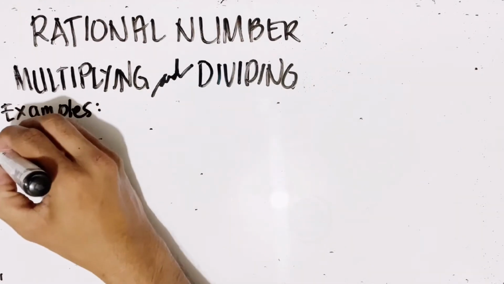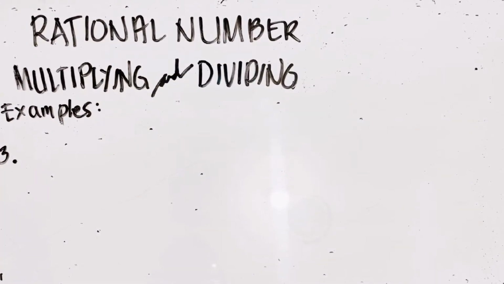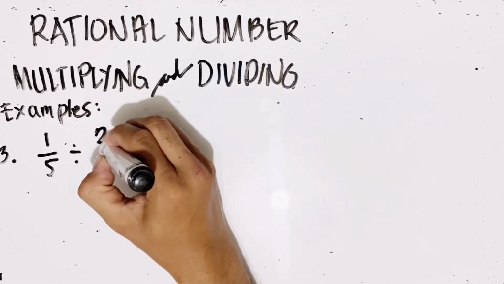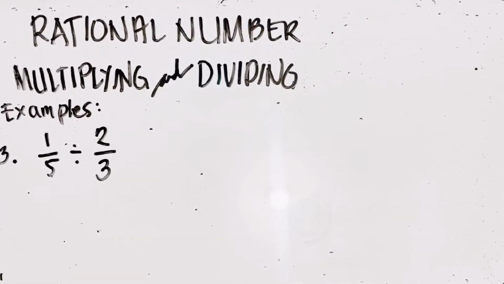The third example will be dividing rational numbers. So let's have this example: 1 over 5 divided by 2/3. So there is a major rule in dividing rational numbers, specifically fractions. When you divide a fraction by another fraction, you will do the reciprocal first. So what is reciprocal?